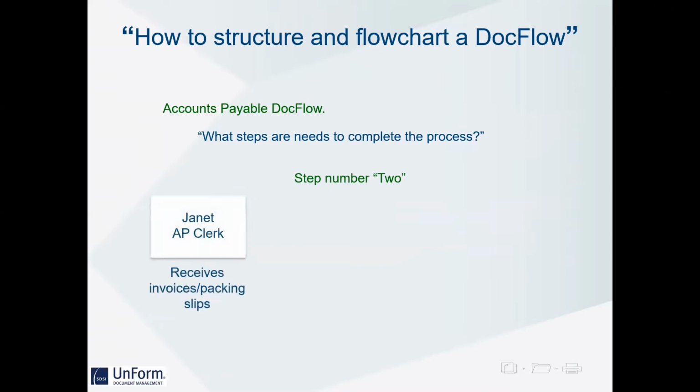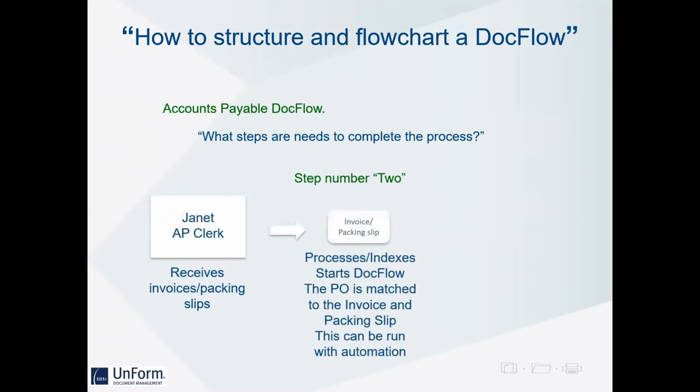Step number two, Janet receives an invoice and/or packing slip. Usually the invoice comes in first, and what she does is she processes it and indexes it. That involves some steps that can be run automatically, which saves her a lot of time. And by receiving that invoice, we automatically pull that PO that's been sitting there all by itself, quietly, not hurting anybody. It starts the AP PO workflow, and it matches to the invoice.